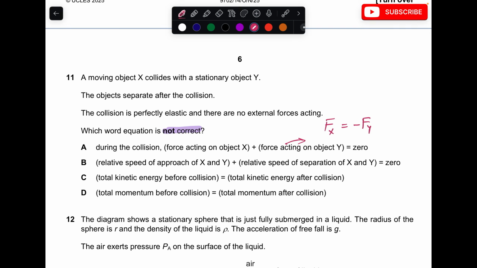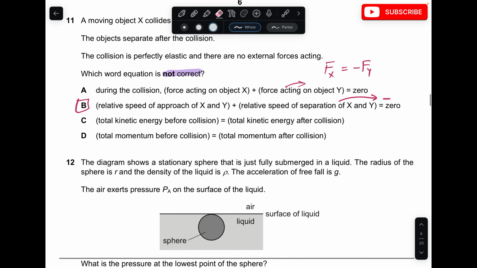So that is true, that is not false. Second: relative speed of approach of X and Y plus relative speed of separation of X and Y equals 0. No, that is not correct, because when you shift this thing there, a negative sign will come. And we know the relative speed of approach should be equal to the relative speed of separation, not with a minus sign. So this is wrong. If there were a negative sign, it would be correct, but there is no negative sign, so this is wrong.